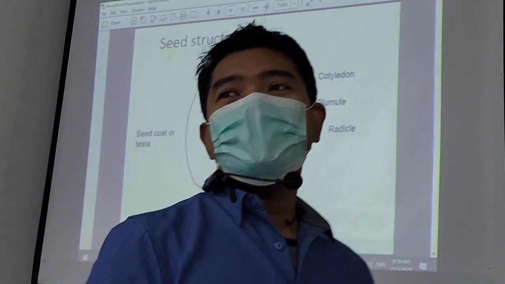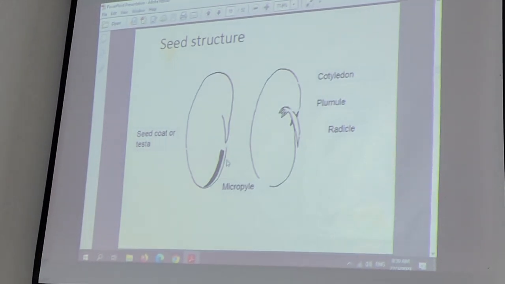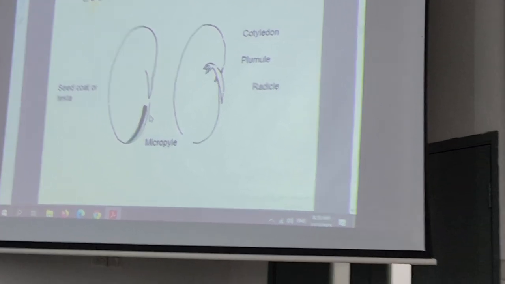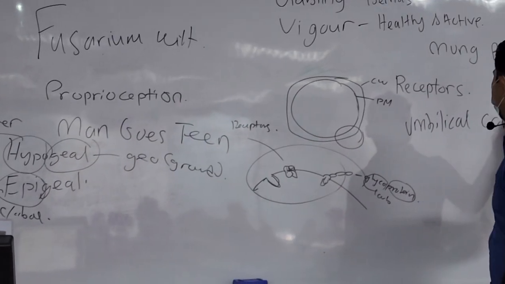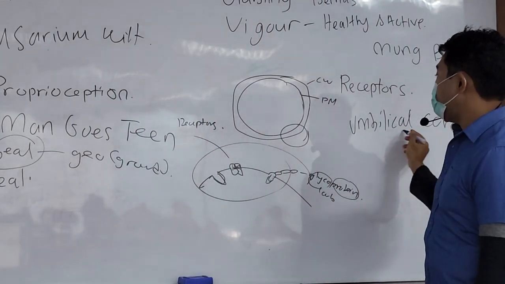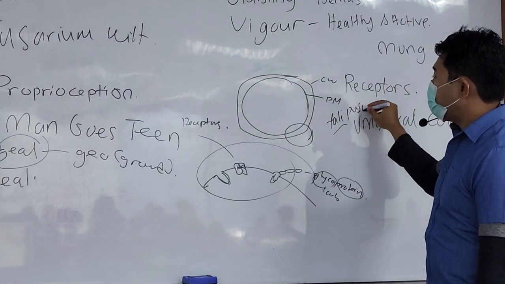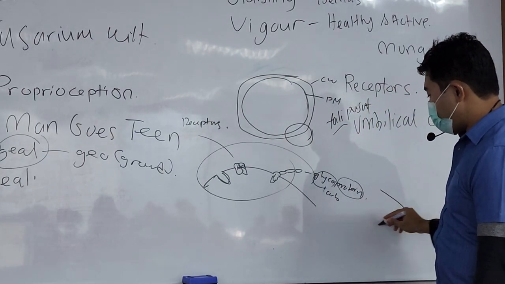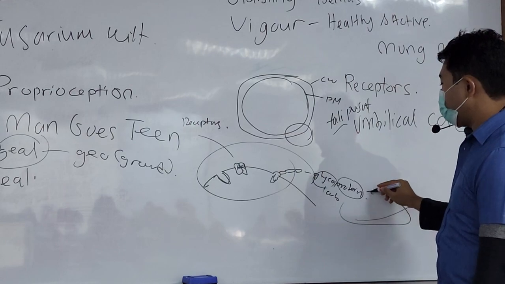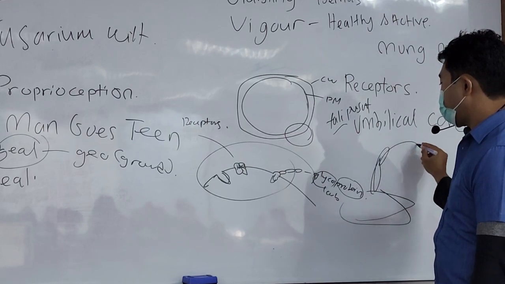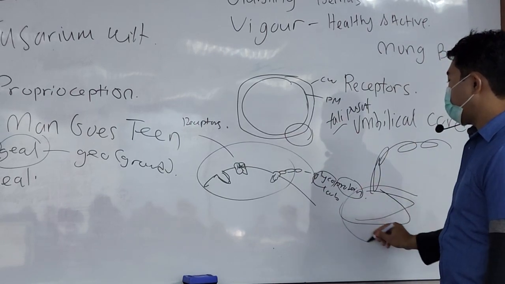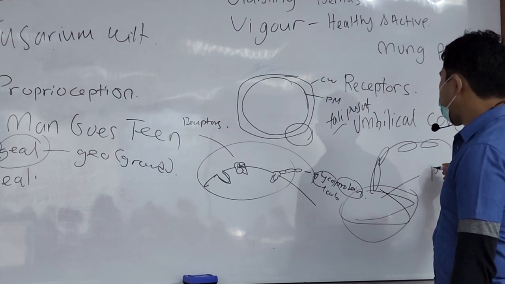What is it called? Umbilical cord. This is tali pusat. The thing that is attached like a piece of meat, what do you call it? This thing. This is placenta.